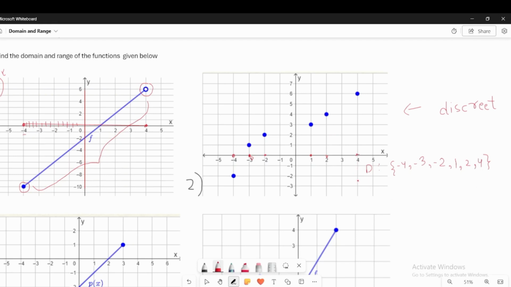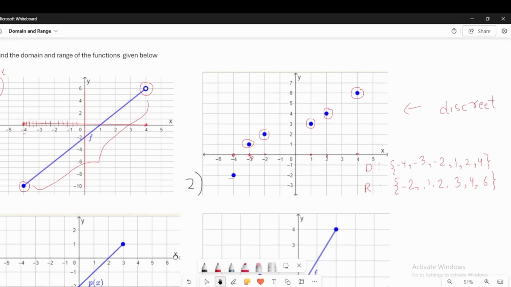Okay. And when we talk about the range, we will see here that corresponding to -4, the output is -2. So this is our one output, -2. Then we also have 1 as output, then 2 as our output. So 1, 2, then we have 3 here, here we have 4, and here we have 6. So 1, 2, 3, 4, and 6. So these are our output values, and the collection of all these together will be called the range of the function.